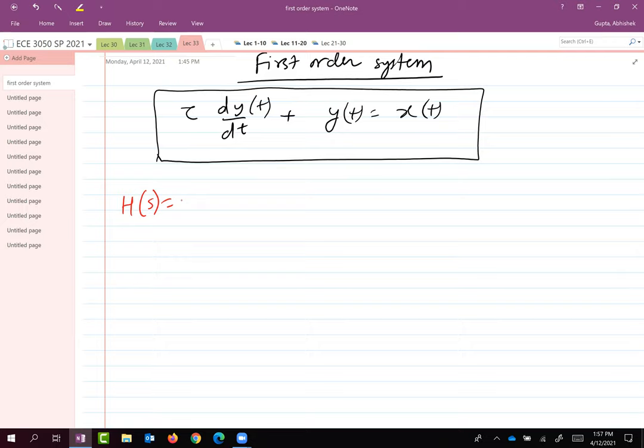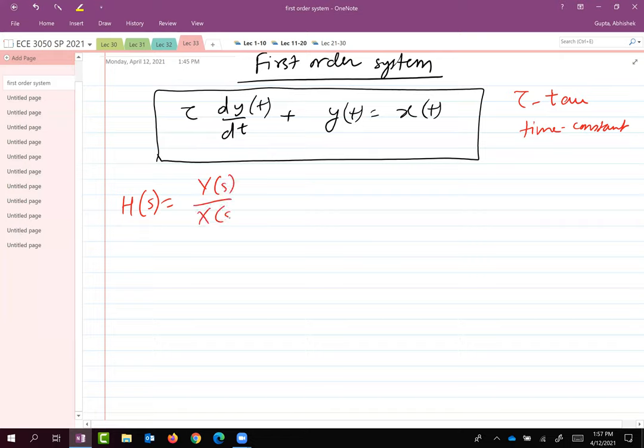What is that symbol by the derivative? Oh, this is tau. It's called the time constant. The H of S would just be tau S times big Y of S plus big Y equals big X. Oh, so this H of S should be Y of S over X of S.